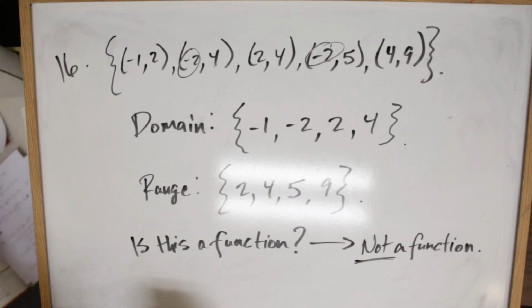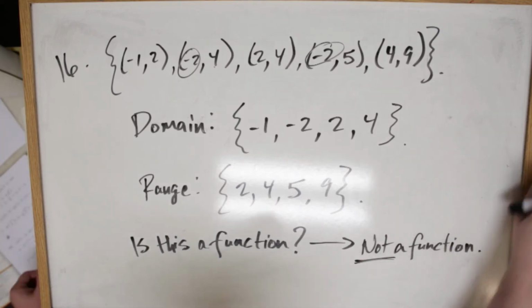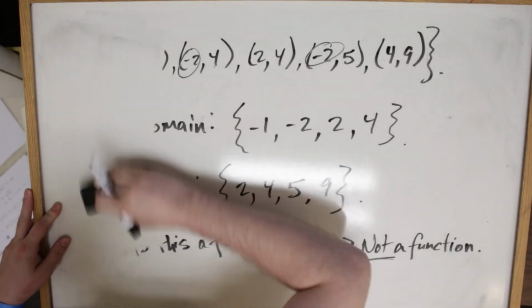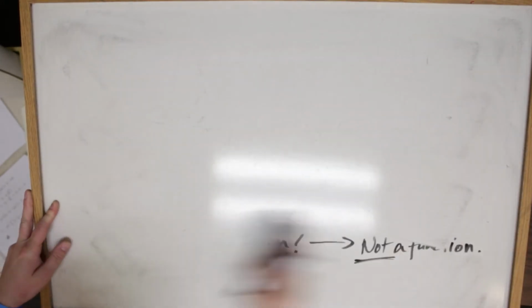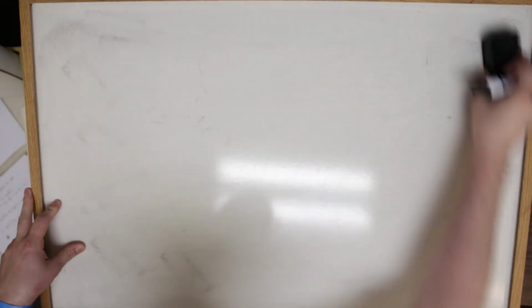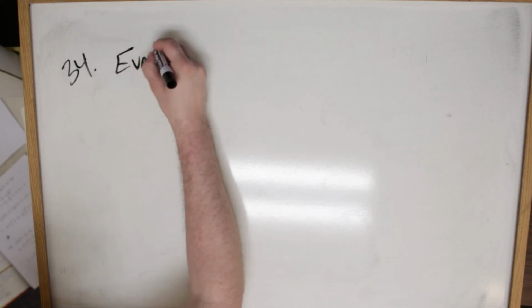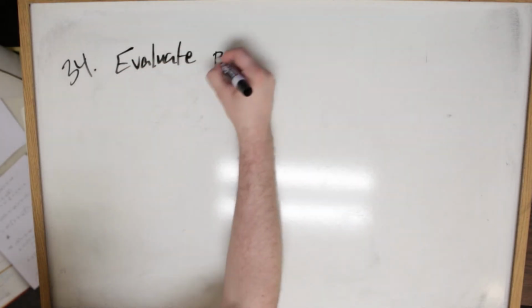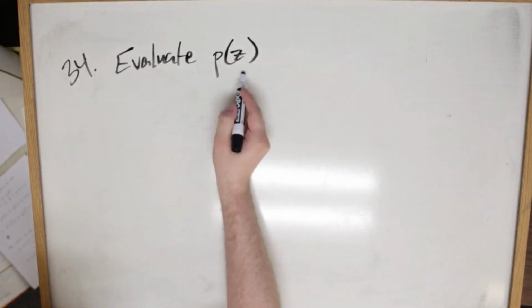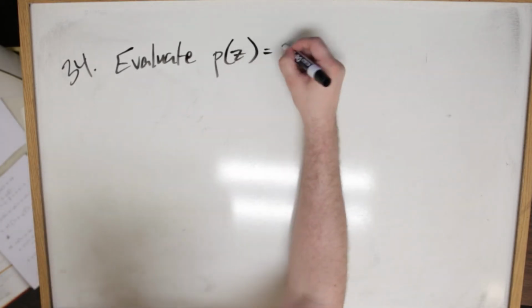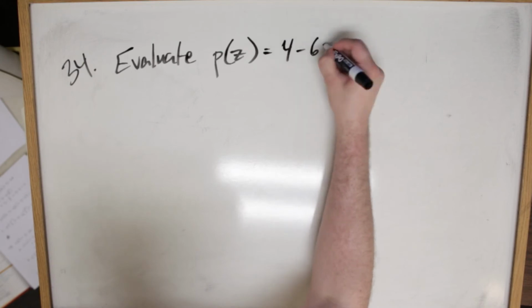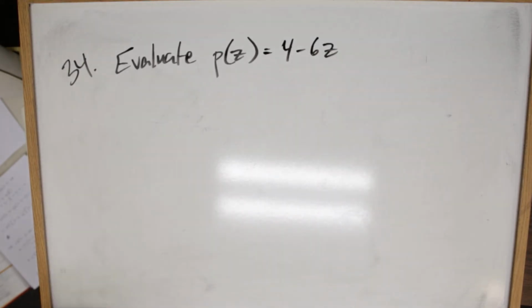Now what I want to do is show you some evaluation. We all have done this, but we're just going to change the way that we write it to look like a function instead. So 34, this says evaluate p of z, so a function of z, which is equal to 4 minus 6z. Then I'm going to do another one after this one so you can see how that works.